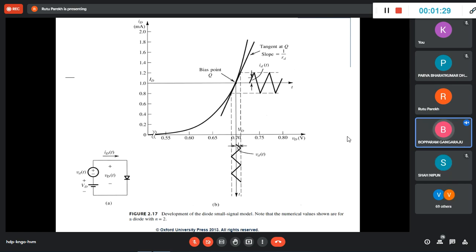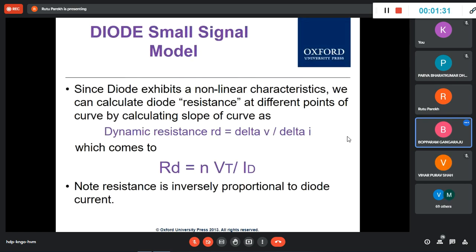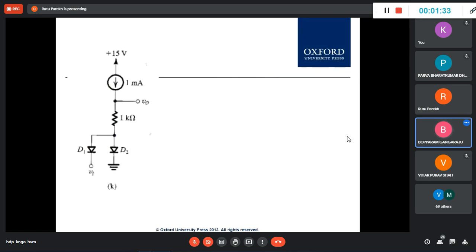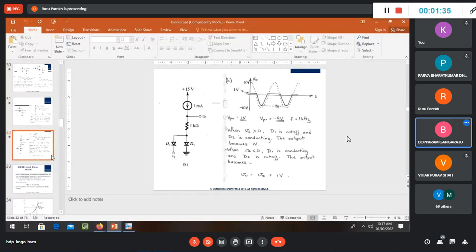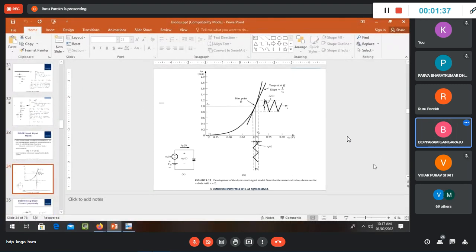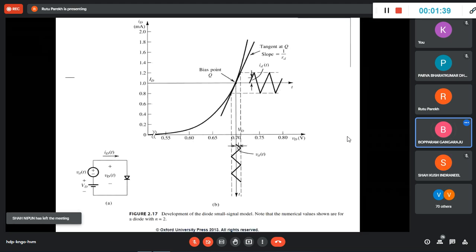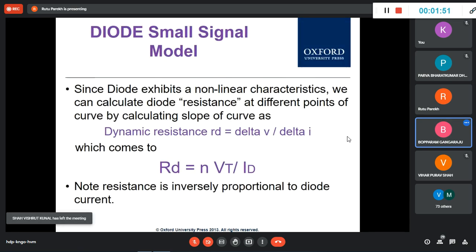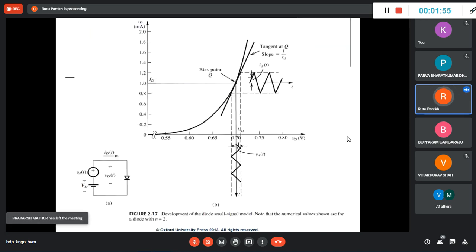Ma'am, I have a doubt in slide number 34. Yes, please. No, ma'am, not this one. Like determining diode current graphically. Yeah, I'll explain it to you. Don't worry.